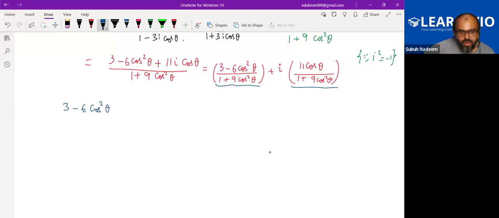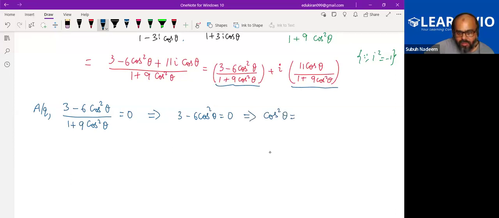3 minus 6 cos square theta by 1 plus 9 cos square theta is equal to 0 according to the question, which means that 3 minus 6 cos square theta is equal to 0, as the denominator will multiply with 0 and it will become 0. So cos square theta is equal to 3 by 6, which is 1 by 2, which means that cos theta is equal to plus minus 1 by root 2.